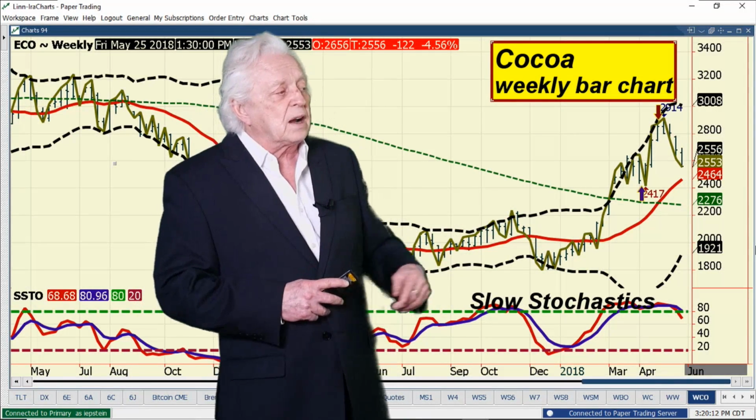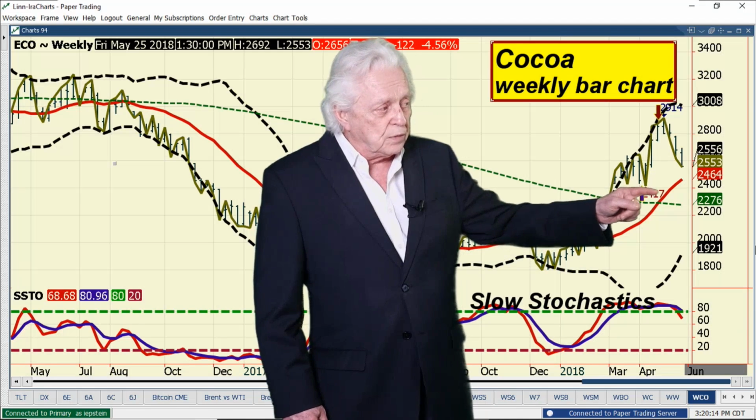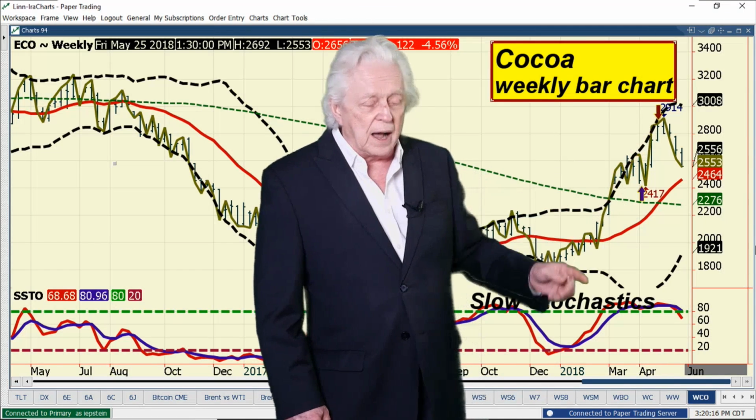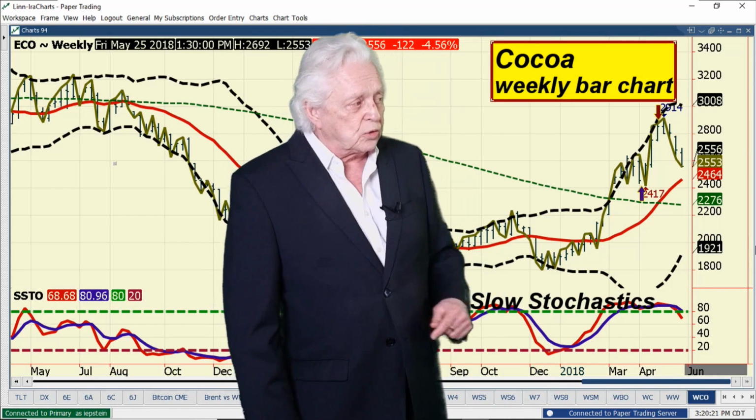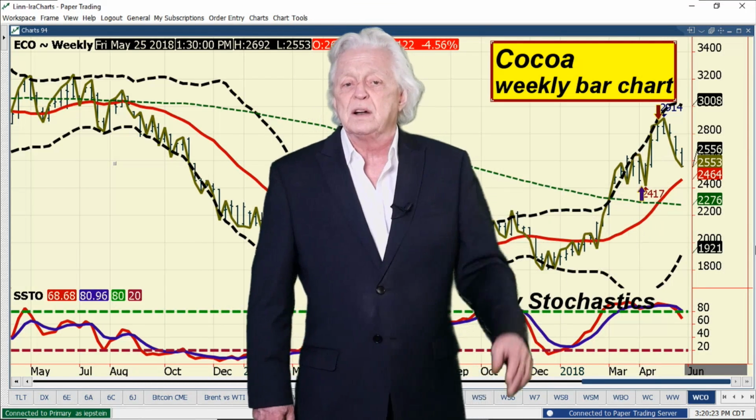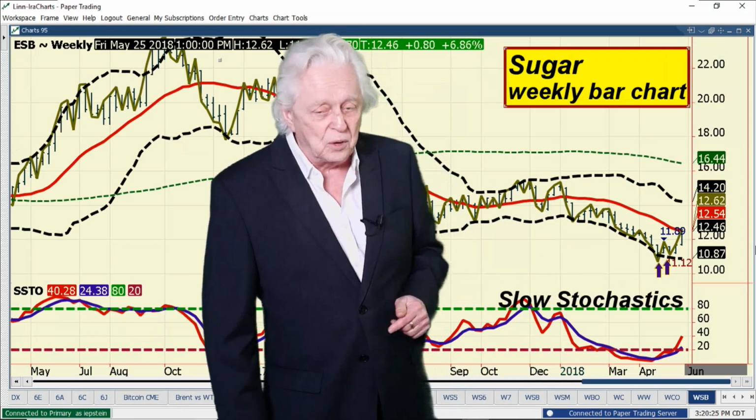In the cocoa market, you have no trend at all. You've got a lower low and a higher high. Momentum is pointing down as measured by the slow stochastic, and the bias is up. Let's just call it one ugly chart, nothing to do there.